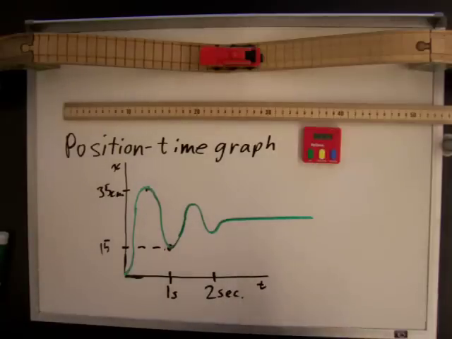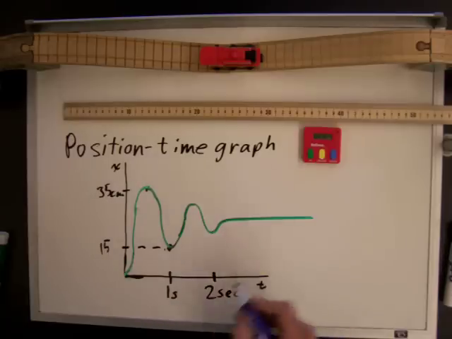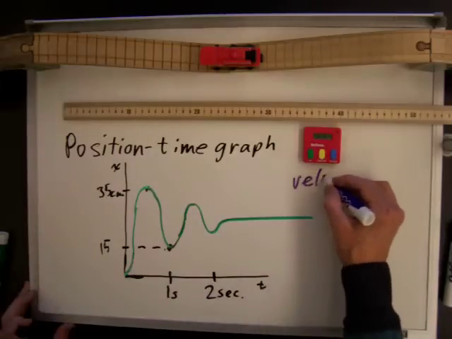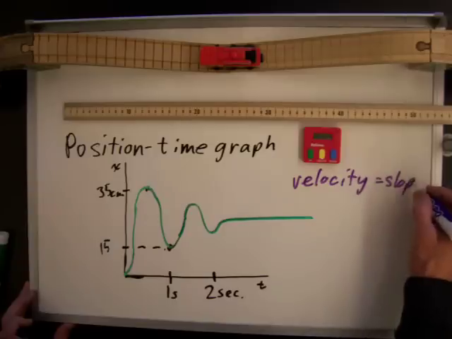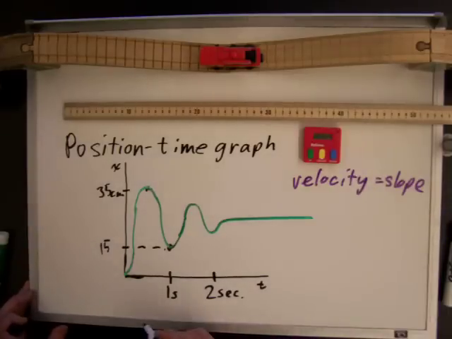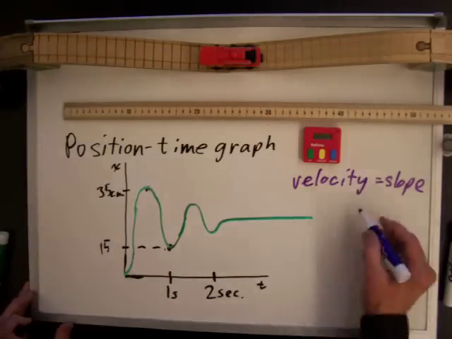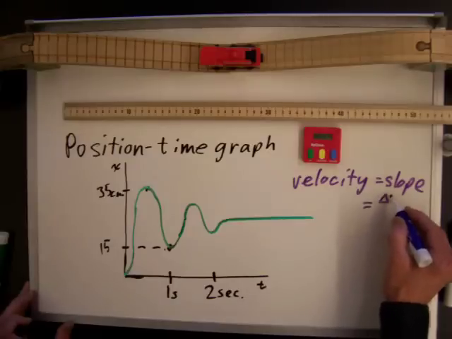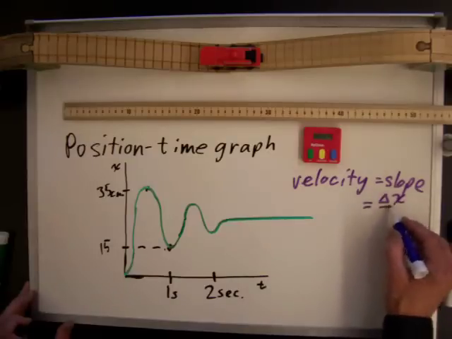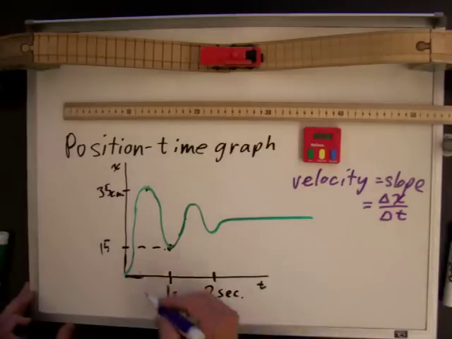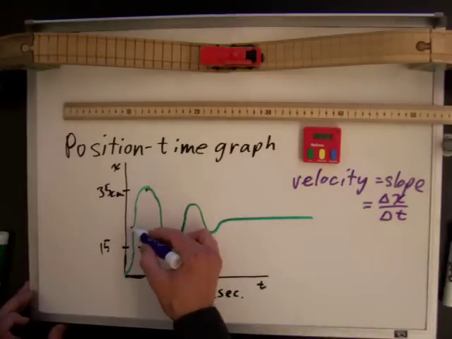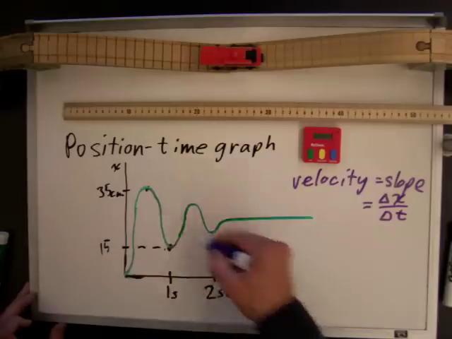Now there are a few things you can see on it right away. One is you can see the velocity at any time in this whole thing. The velocity is the slope on a position-time graph. Okay? Remember, velocity is equal to change in position over change in time. Okay? So the change in position over change in time is the slope anywhere on this graph.